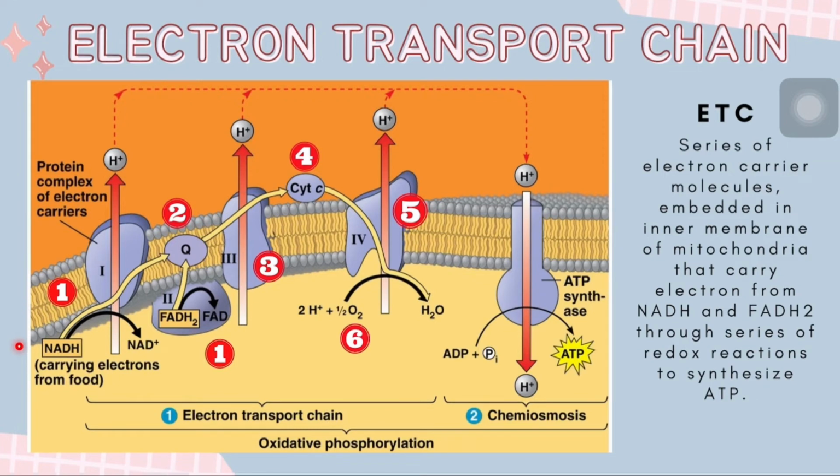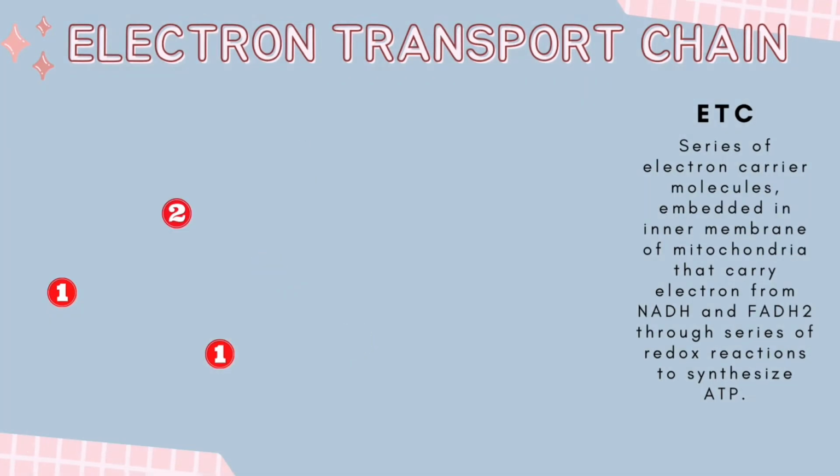The first one is the pathway of electron from NADH plus H plus in complex number 1, and then the pathway of electron from FADH2 in complex number 2. Step 2 until 6 is the pathway of electron from NADH plus H plus and FADH2 in ubiquinone, complex number 3, cytochrome C reductase, complex number 4, and the last one is oxygen.